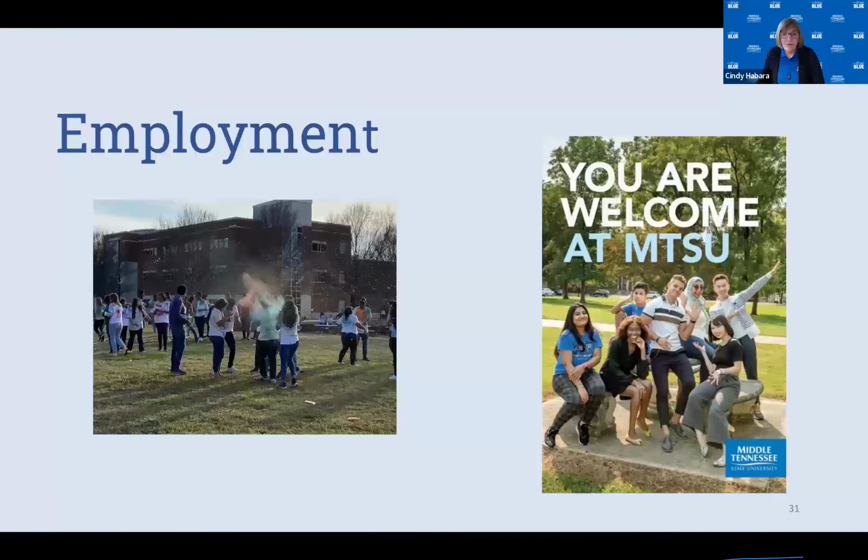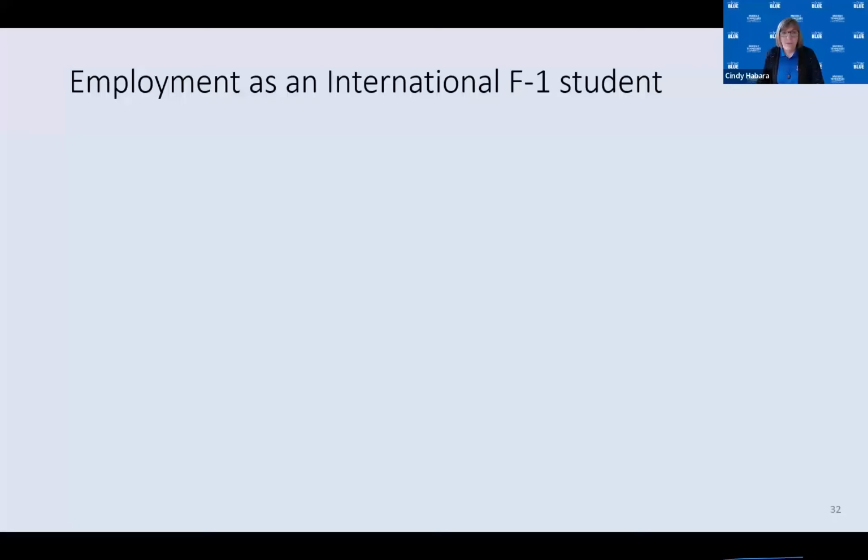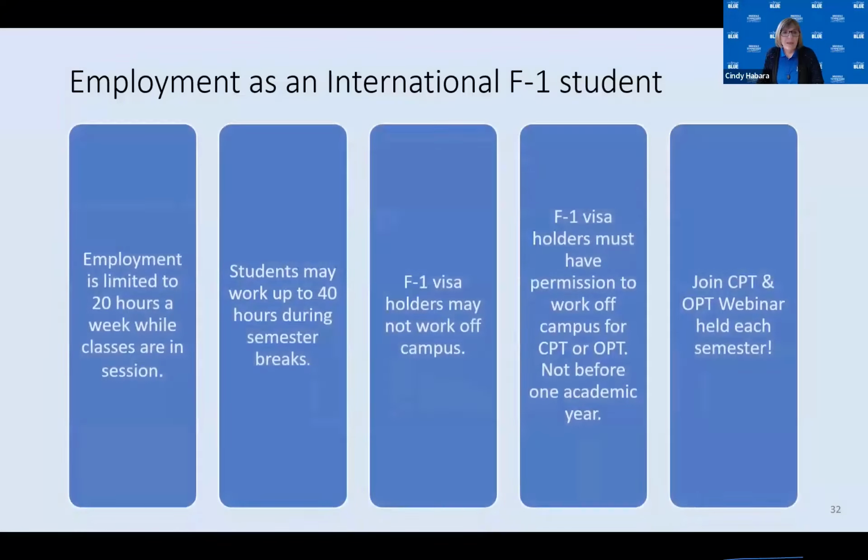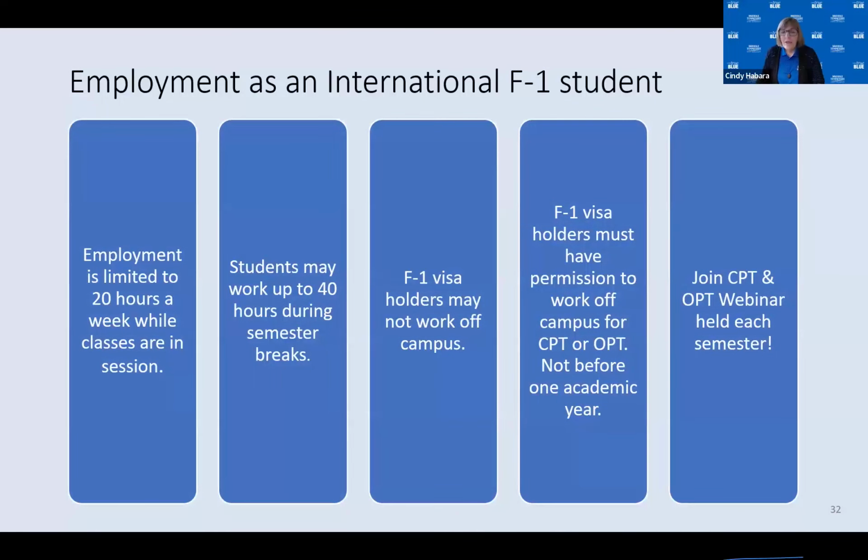Very briefly for employment, because I know this is a burning question for everyone. When you're arriving, you're able to start working on campus. If you get a job, within 30 days of when you're allowed to enter the United States, you're allowed to start working. You are only allowed to work 20 hours per week. That is not an average. It's not 21 this week, 19 the next week. 20 hours is the limit.